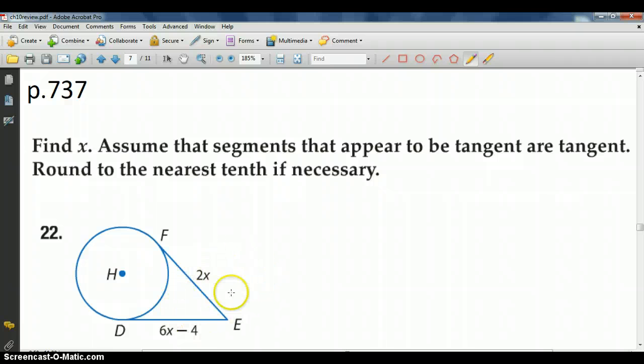So for this type of problem, we have a theorem that states two tangents to the same circle from the same exterior point will be equal in length. So these two tangent segments will be equal in length because they're from the same exterior point E, exterior outside of the circle. So anytime you see a problem like this, you're going to set those two tangents equal to each other.